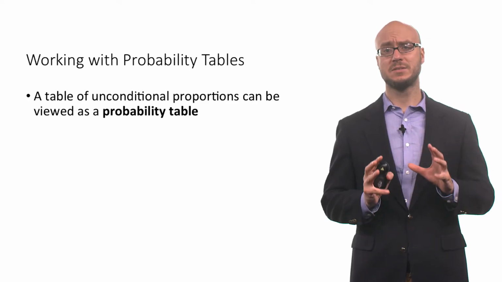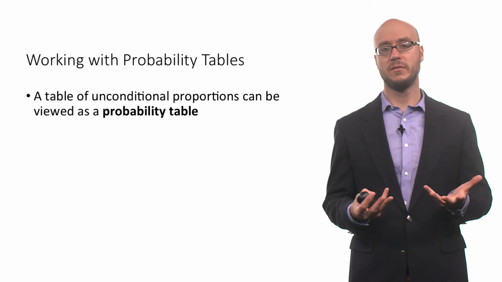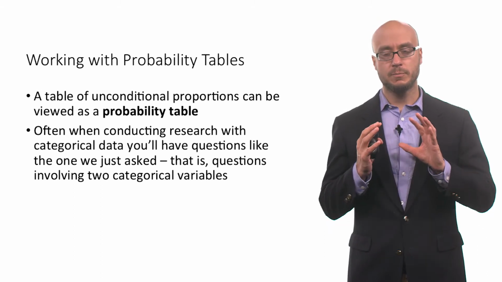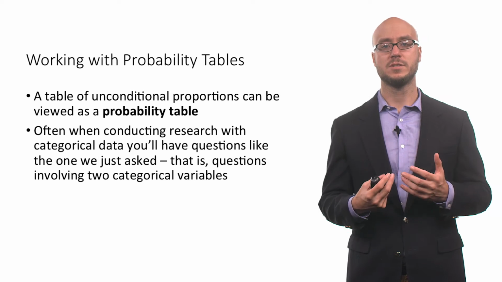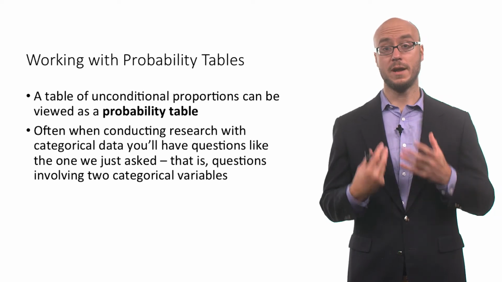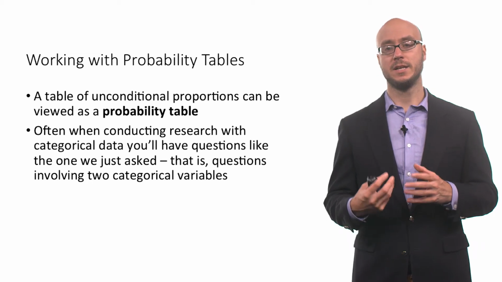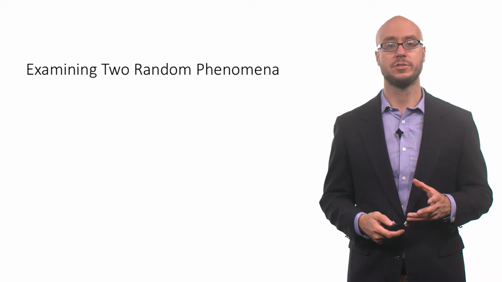We've actually seen this before. So a table of unconditional proportions, you can think of it as a table of probabilities. A probability table is used to answer the kinds of questions that we're talking about right now. We want to know how likely is it that an American is to be poor and not have health insurance.